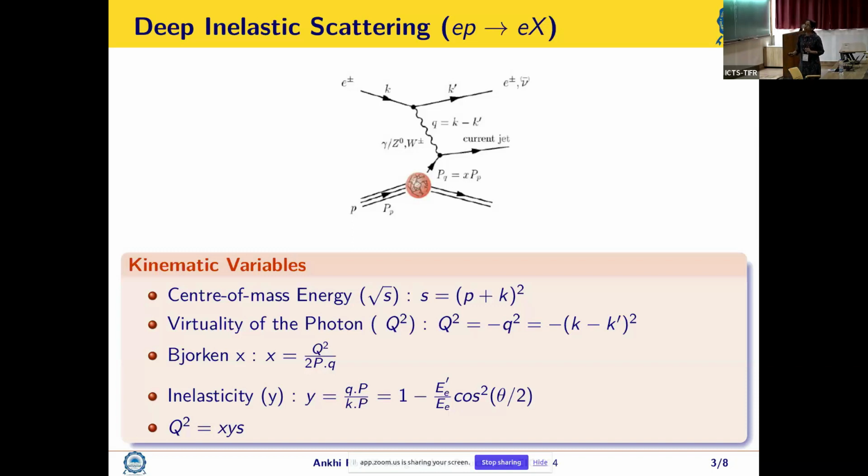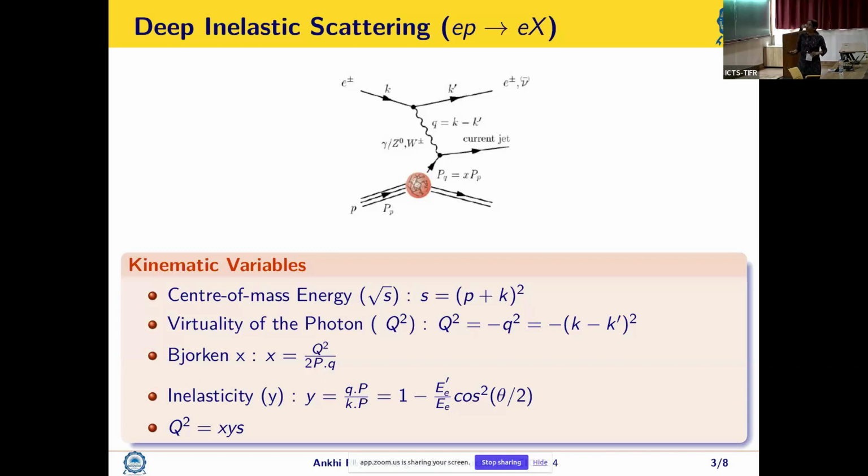And these kinematic variables you are already very much familiar with. Root S is basically built from the four momentum of the incident proton, and k is the four momentum of the incident electron. Then you calculate the center of mass energy, the virtuality Q squared as the difference of the incident and scattered electron four momentum squared, and Bjorken x. All these formulas we will be using in our data analysis. The inelasticity is this, and finally Q squared, the momentum transfer, equals x times y times s.